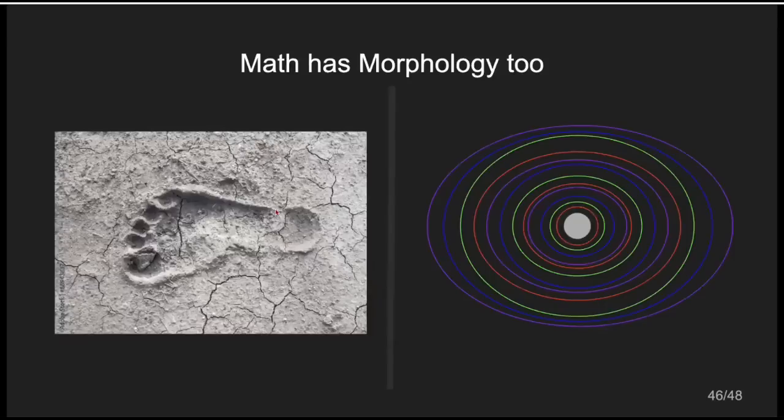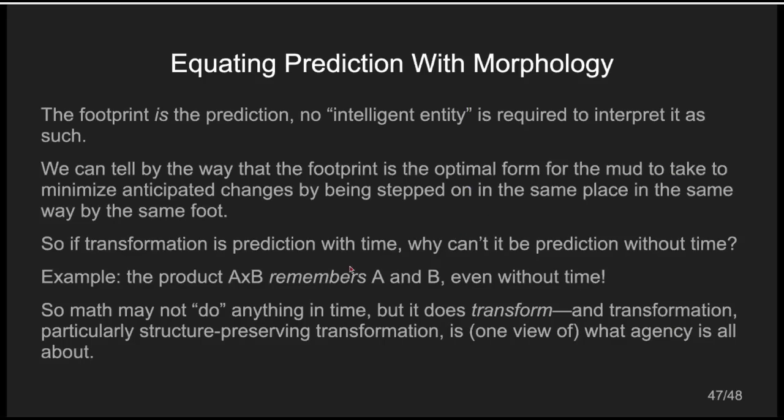But we have transformation through time. We have transformation without time, the physical universe versus math, but it seems like it's doing everything the same way. And this is just like what we saw with A times B, remembering A and B. We normally think of memory as being with time, but we can remember things without time just with structure preserving maps. A map doesn't do anything in time, but it does transform. It transforms via functions, which don't have a temporal quality, but it still is transformation. And transformation, or structure preserving transformation, is what agency is all about.